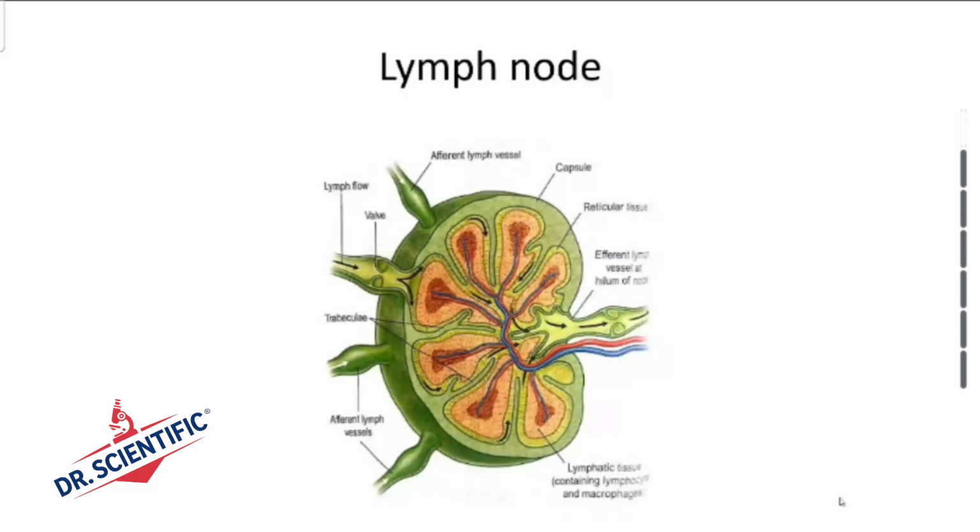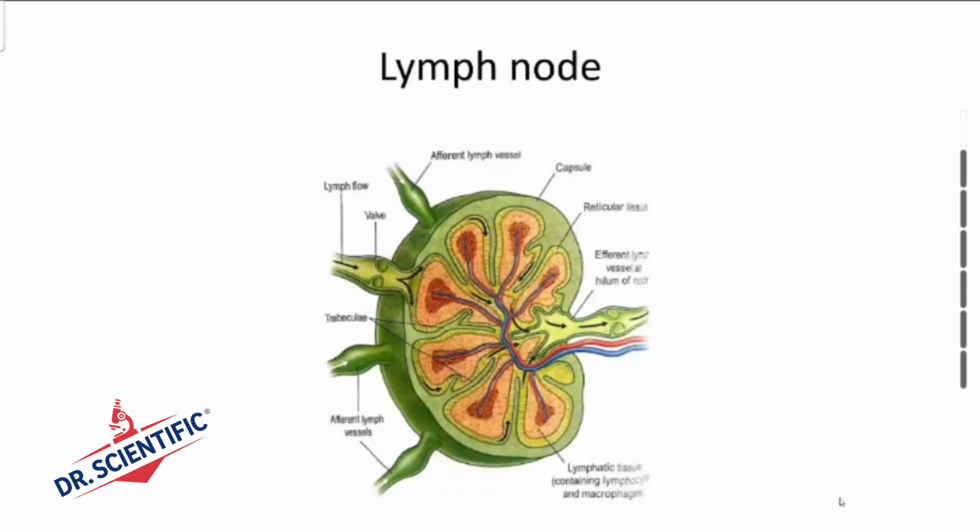And you can see that it comes in, and there are these lymphoid follicles that start the process of filtering the lymph as it comes in. And you can see the trabeculae. That means when you look at the capsule, there are some parts of the capsule that go in, separating the lymph node into compartments. Those are the trabeculae.